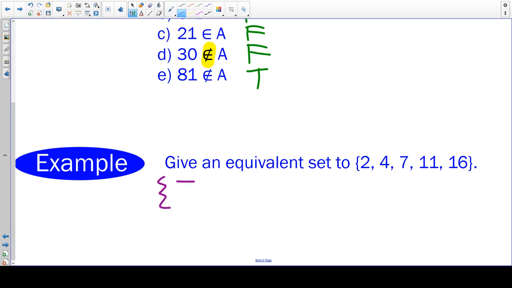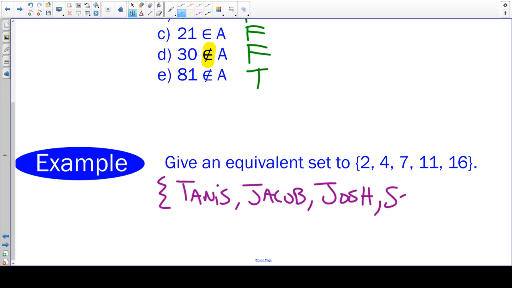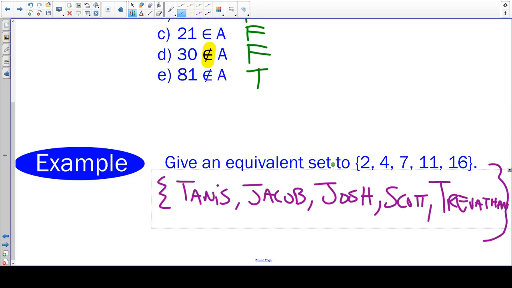We've got Tanis, Jacob, Josh, Scott, and Trevathan. The $1 million question is, does this have the same number of elements as 2, 4, 7, 11, and 16? Yes. So it is equivalent to 2, 4, 7, 11, 16. It's the amount of.